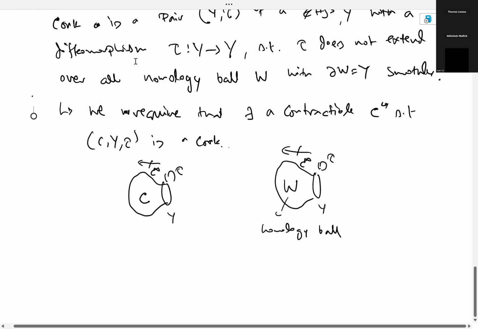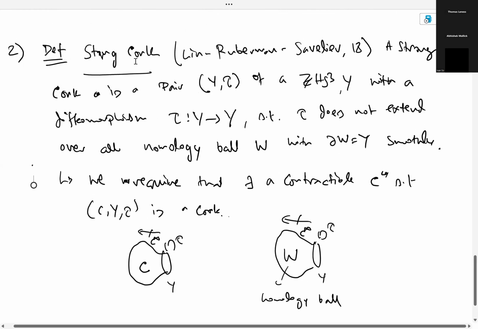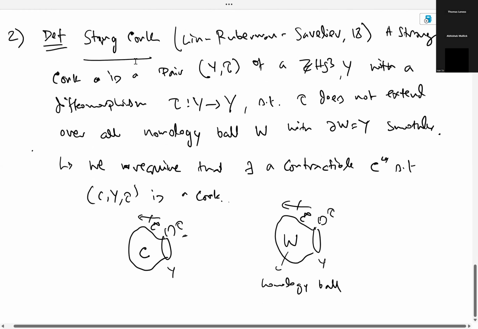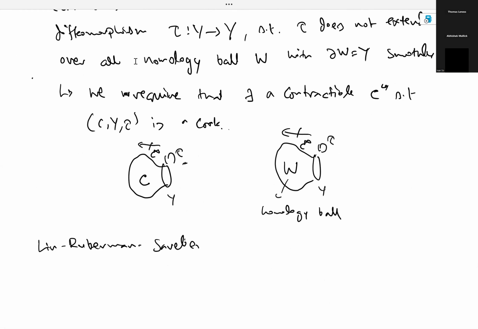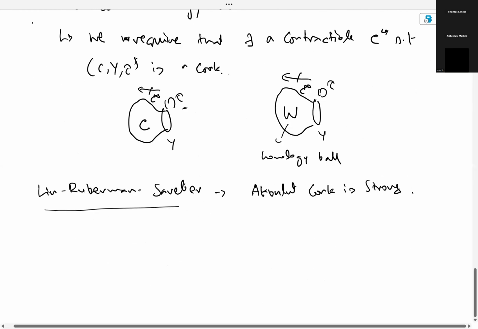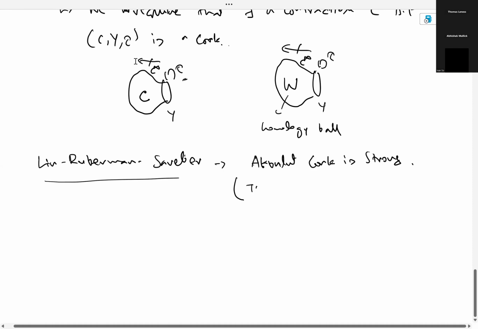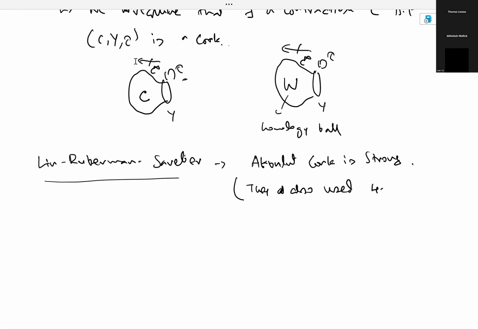So this emphasizes the fact that maybe the phenomenon that dictates the non-extension of a boundary diffeomorphism is a completely three-manifold phenomenon. And indeed, Lin, Ruberman, and Savelyev showed that the Akbulut cork is strong. We're not going to get into how they proved it, but let me just mention that they also used four manifold invariants.